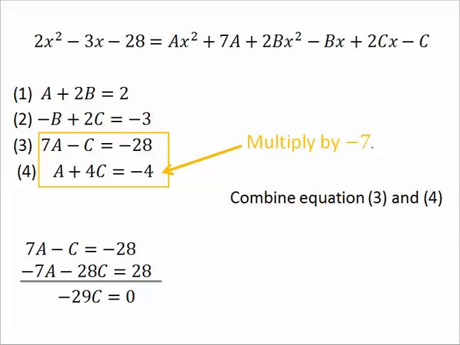First, multiply equation 4 by negative 7. Multiplying equation 4, I have negative 7a minus 28c equals positive 28. Now, add that to equation 3, and I get negative 29c equals 0. Which tells me that c equals 0.